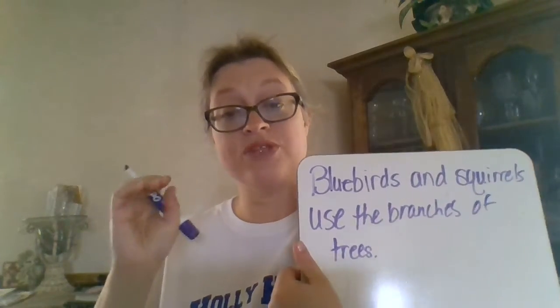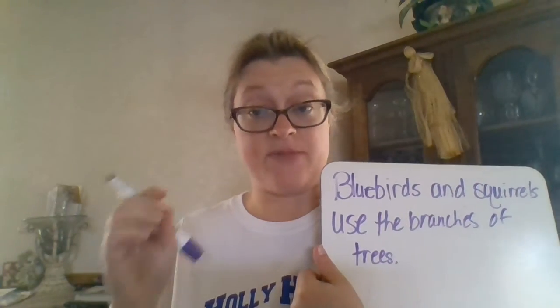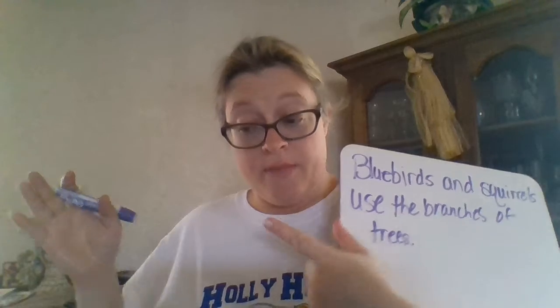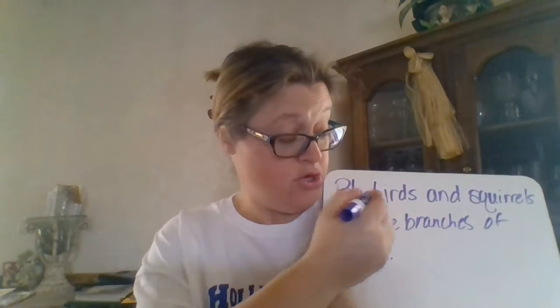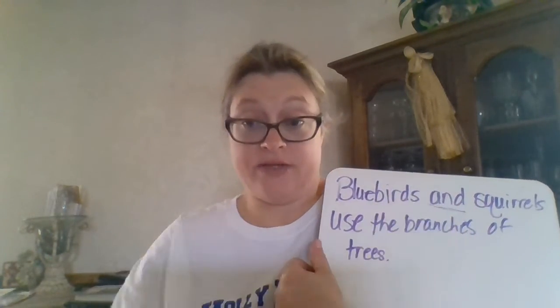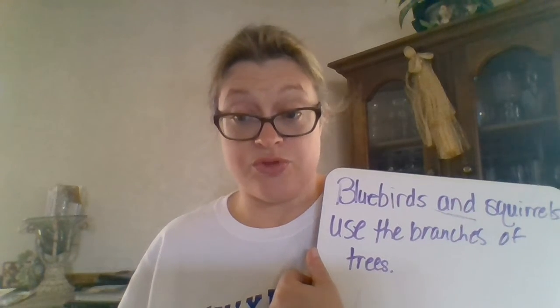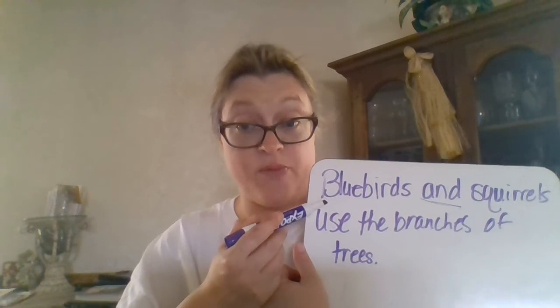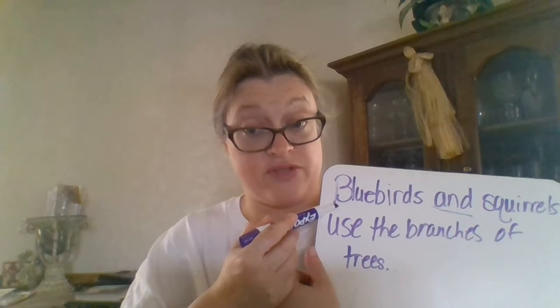So now, instead of 2 separate sentences that basically say the same thing but with a different animal, you put them together and make a compound sentence using the conjunction "and." Bluebirds and squirrels use the branches of trees. Make sure your bluebirds is a capital B, because it's the start of your sentence.